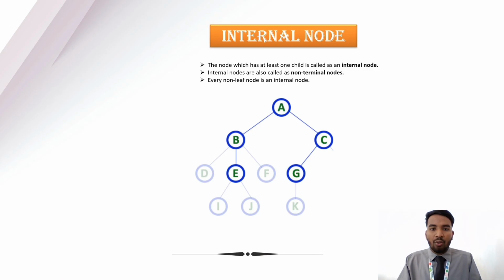The node which has at least one child is called an internal node. Internal nodes are also called non-terminal nodes. Every non-leaf node is an internal node. This means A, B, E, C, G, these all are internal nodes because they have one or more child nodes. But we cannot call the D, I, G nodes internal nodes because they have no other node.